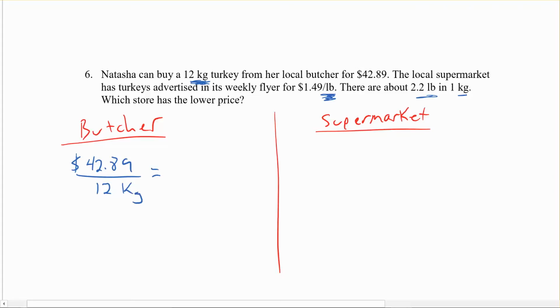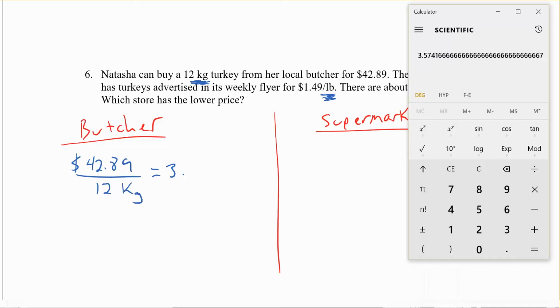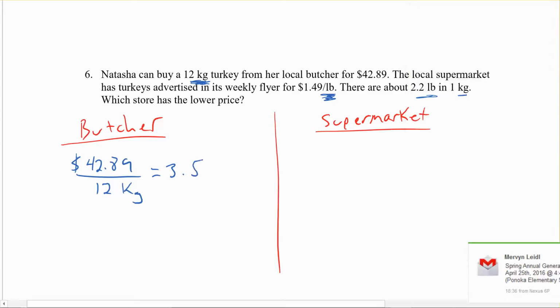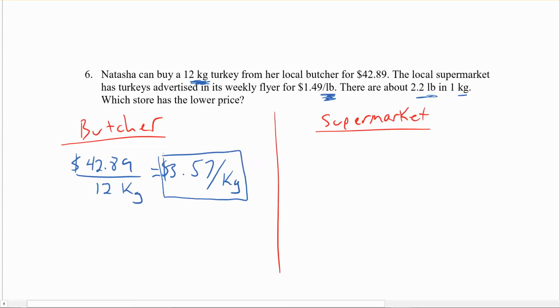So that's going to be 3.57. $3.57 per kilogram. So we're in the units of per 1 kilogram right now, right? Up here, we're trying to compare it to $1.49 per pound. So that's the problem. What I'm going to show you next is something called unit analysis.